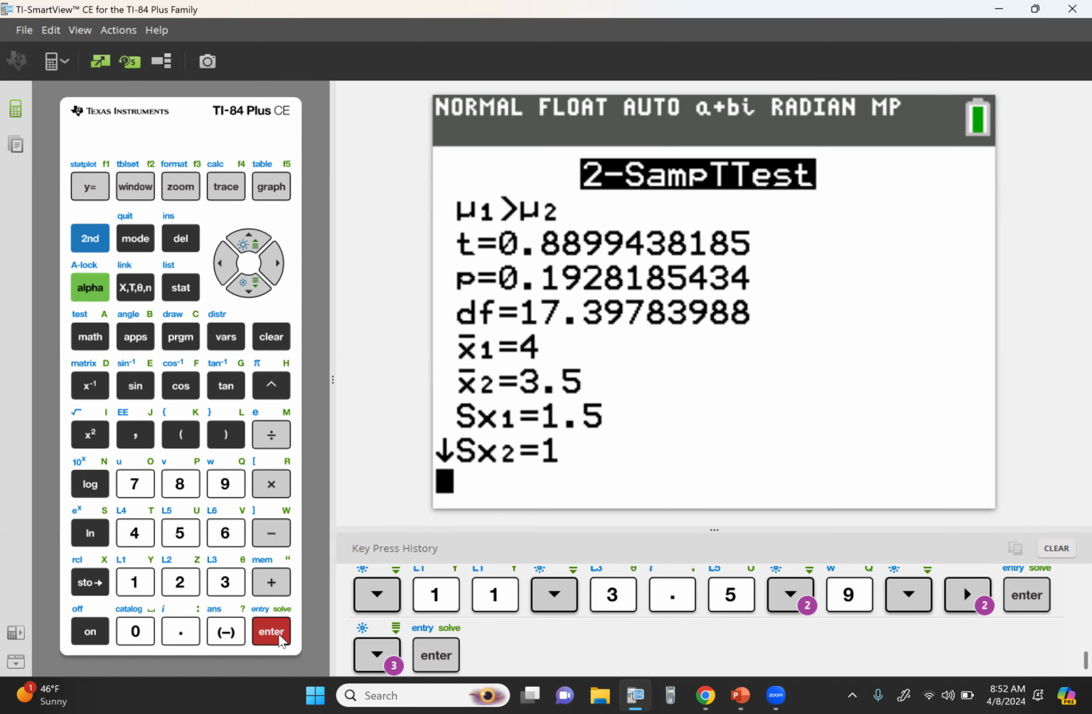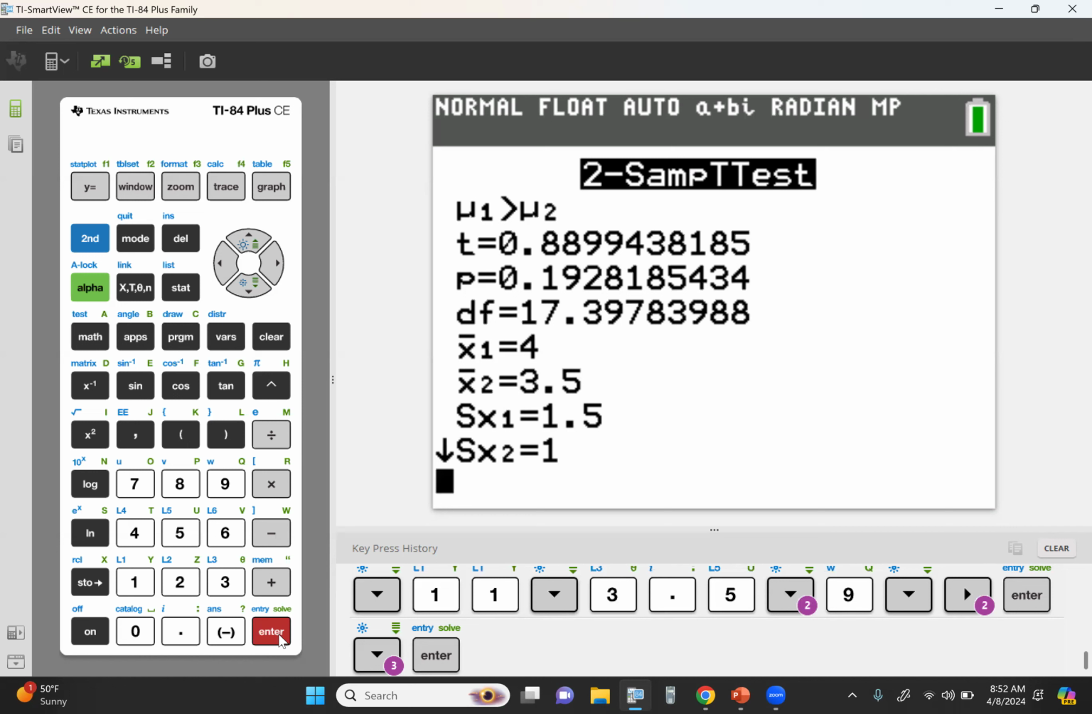So your test statistic, in case your problem asks you for it, is 0.8899. The p-value is pretty big, 0.1928. Degrees of freedom is 17.3978. So that p-value 0.1928, we're testing at what, a 1% level of significance? That's bigger. It's bigger than any alpha we're probably going to choose. So if the p is high, then null must stay. So we're not going to reject the null hypothesis, correct?